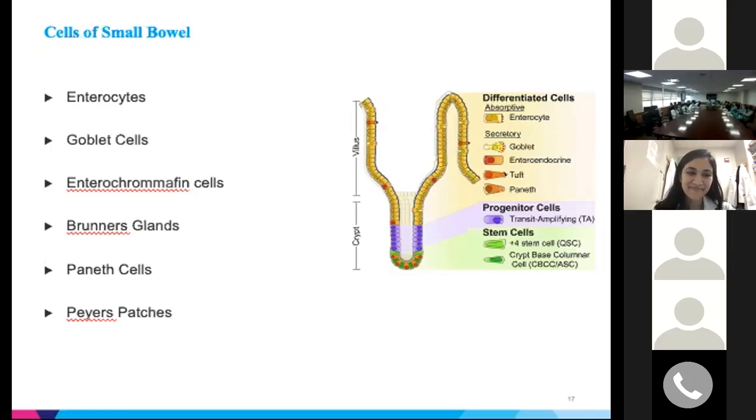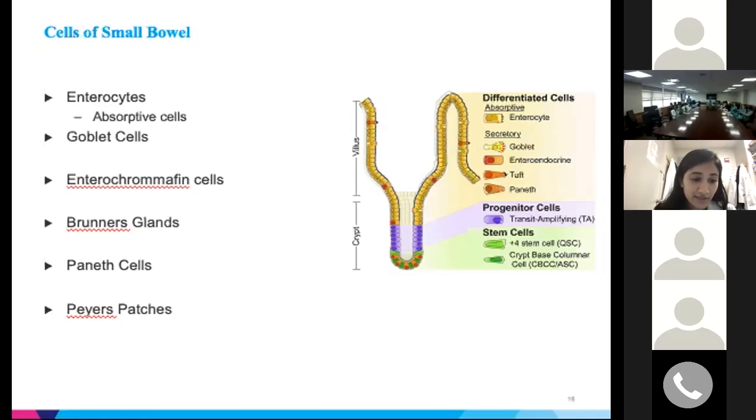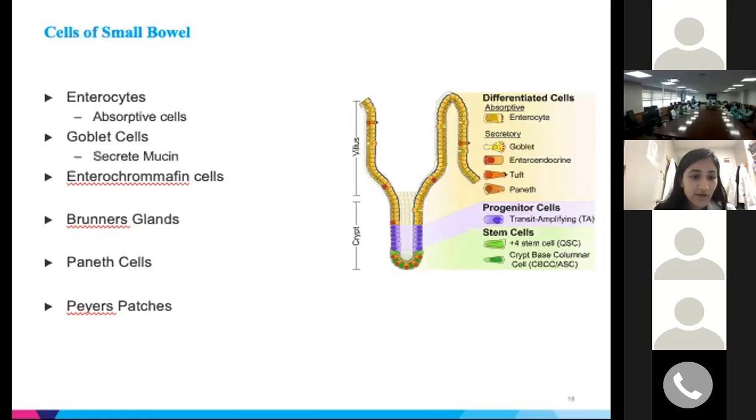Well, I think the goblet cells are like the mucus-producing cells. Mm-hmm. And the enterocytes are mostly absorptive cells. Goblet cells secrete mucin, and the mucus protects the mucous membranes. What about enterochromaffin cells? Oh, is this small bowel? Yeah.